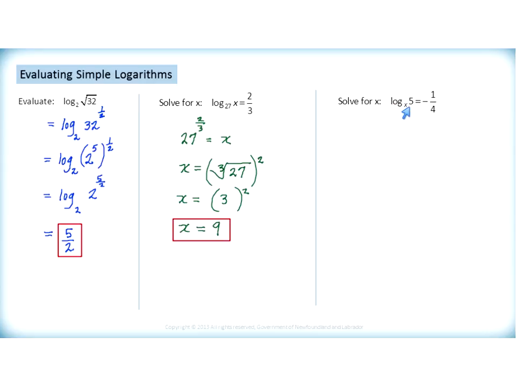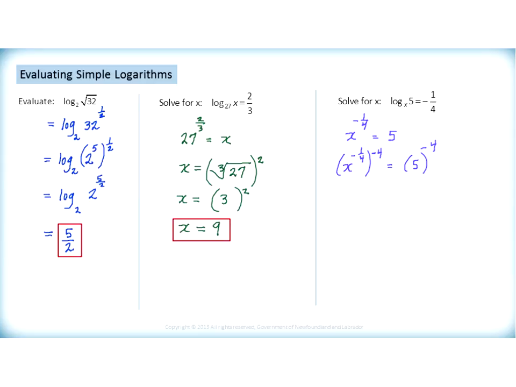Here we have the log of 5 to base x is equal to negative 1/4. Once again, we will convert this from logarithmic form to exponential form. So we have x raised to the power of negative 1/4 is equal to 5. Essentially, what we're looking for here is x raised to the power of 1. So what we do to one side of an equal sign, we must do to the other. In this case, we will raise both sides of this equation to the power of negative 4.